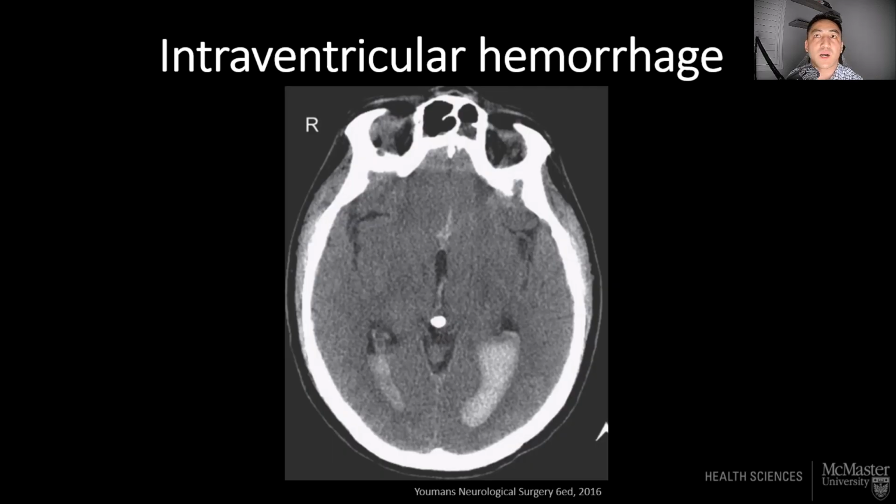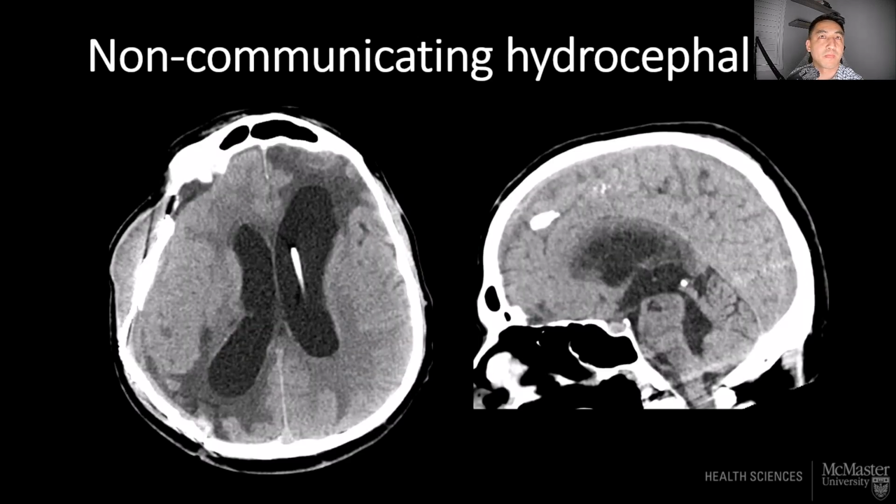Here's a case of isolated traumatic intraventricular hemorrhage from a textbook. I've never seen one in real life. Here's a non-communicating hydrocephalus. This is our squash player from earlier. We see dilatation of the ventricular system, including the fourth ventricle. The aqueduct is patent, but we can't make out the foramina of Luschka or Magendie, which are likely obstructed. There's already a drain in place.